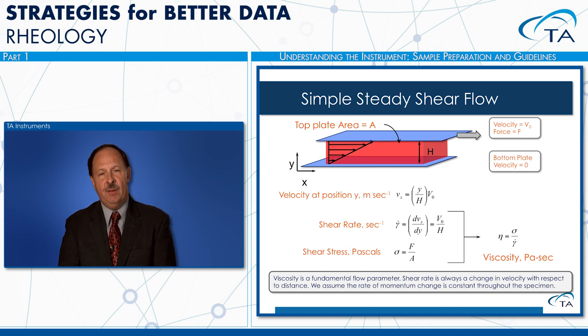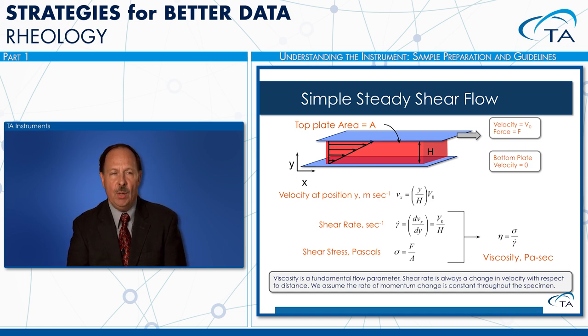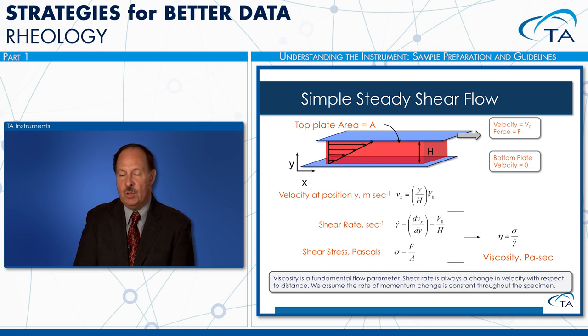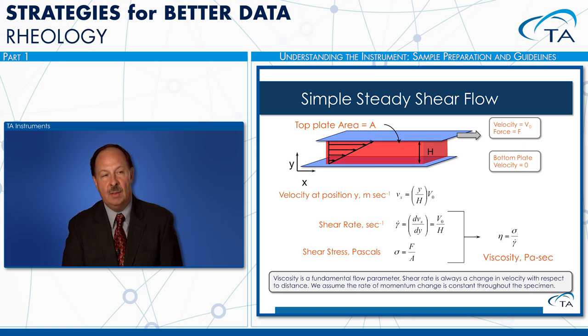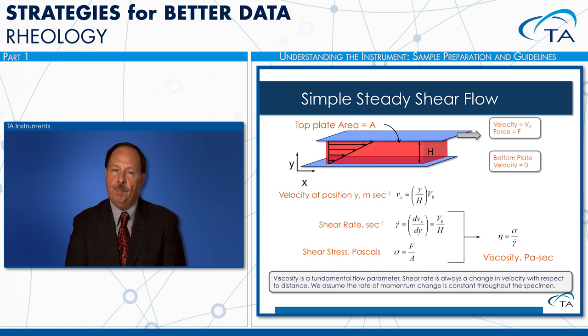Now, if we did a flow visualization study, what we would see is that the velocity of any one of these particles inside the gap is related to its height, y, above the bottom plate. So we can propose a velocity profile with the following equation, that the velocity is y over H times V0. So if we plug in y equal to 0, we see that the particles that are in contact with the bottom plate are moving with the velocity of 0.